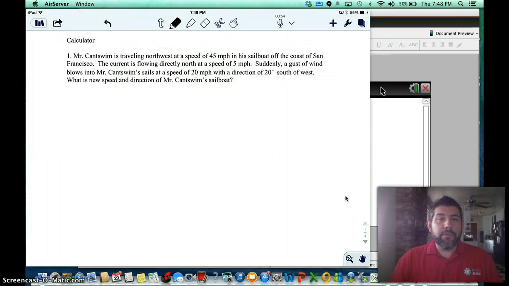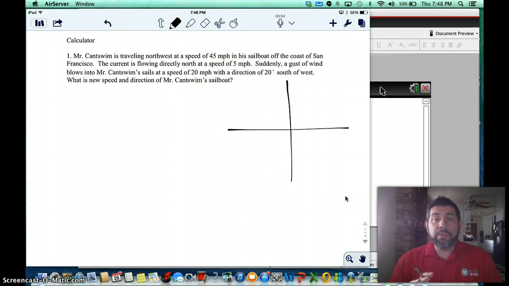So let's take a look at the first one, and if you look right here, I have Mr. Can't Swim. I'll let you go and read that for a second, then I'll start going through it. Now what we want to do is draw a picture. I think one of the most important things when we do these is to draw a picture. And let's take out of this what vectors we'll be using.